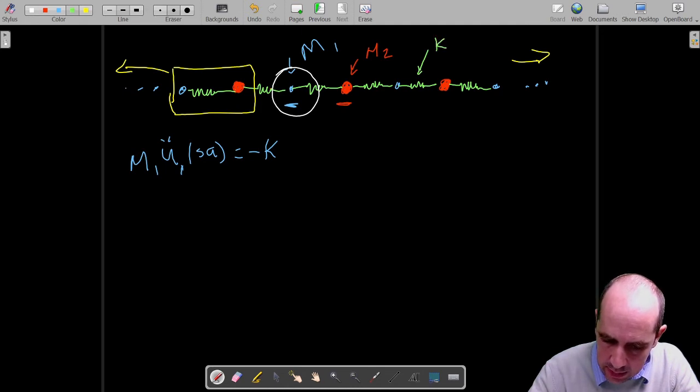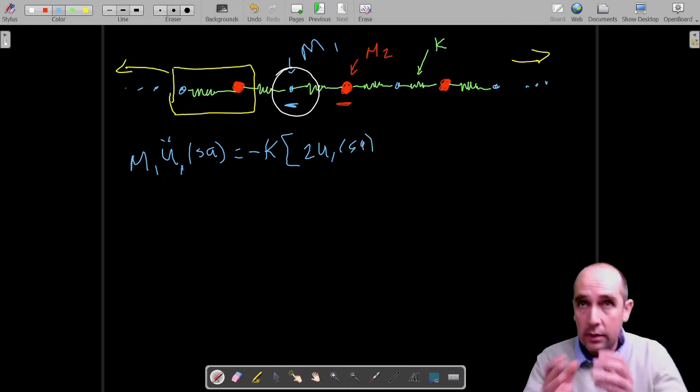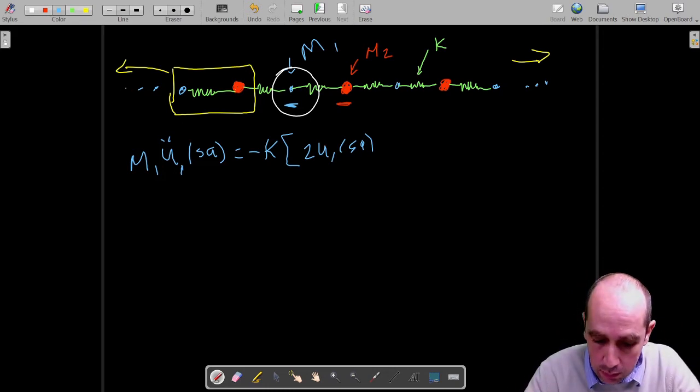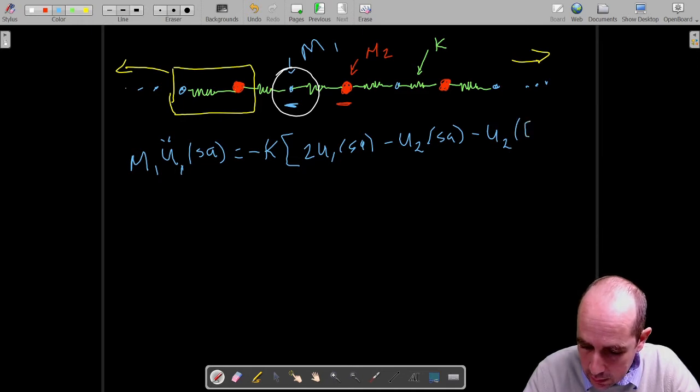So this is the k, and times 2u1 of sa, which is the position itself, and the distance to the first neighbor. So we will look at the first neighbor on the right, which is minus u2 of sa, and the first neighbor on the left, which is minus u2 of (s minus 1)a.